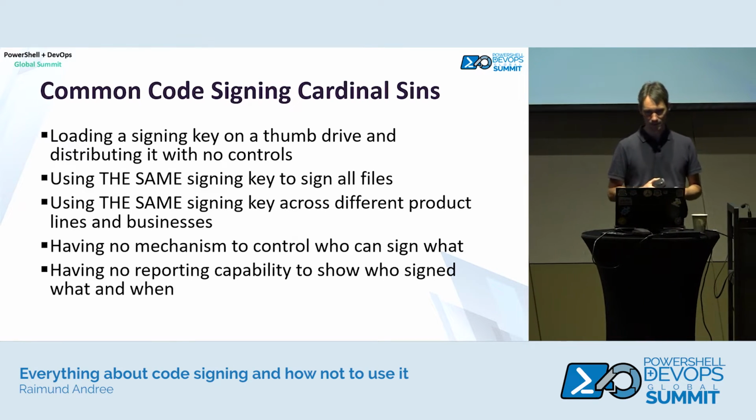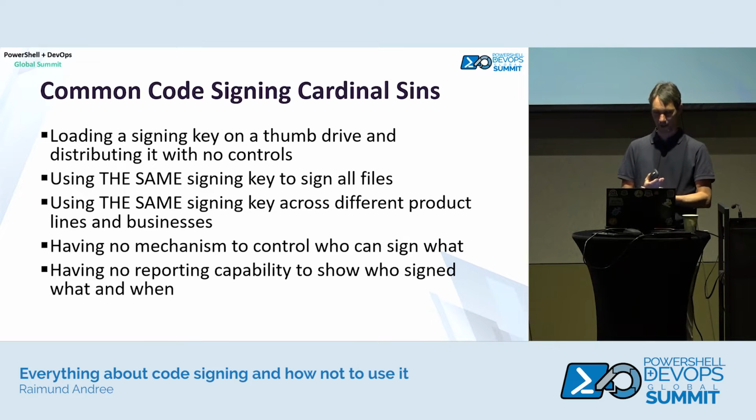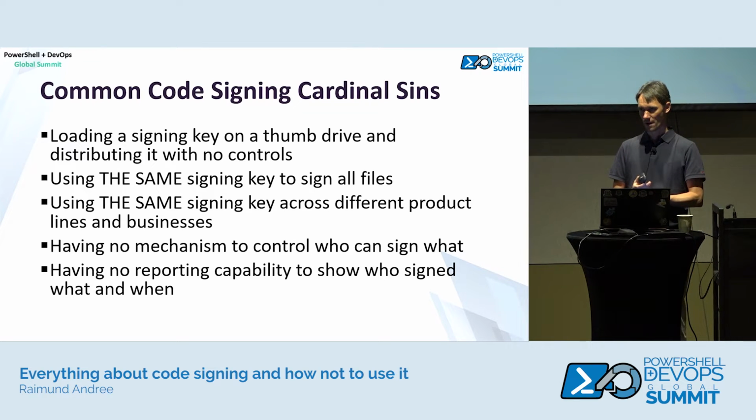Have no mechanism to control who can sign what. And that's extremely important. So if everybody has access, or let's say all team members have access to the private key, then you don't really know if the authenticity is as it should be, because the signing has maybe happened outside of the release process. And having no reporting capability to show who signed what and when. So this is also very important.